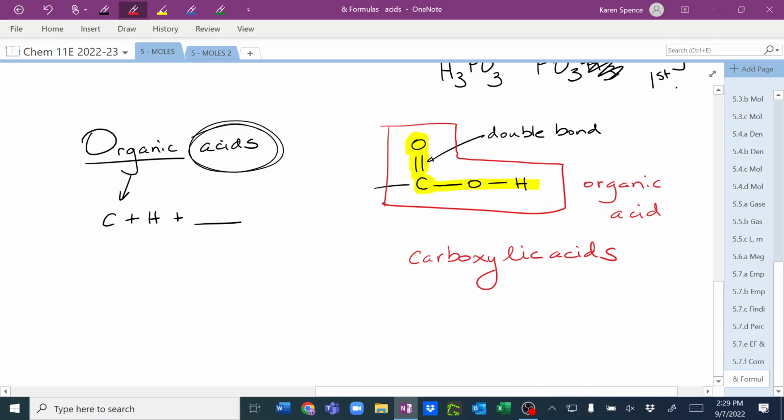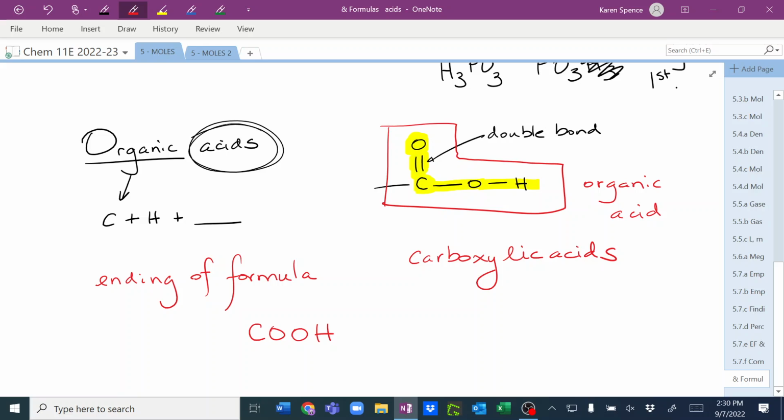But it explains why when we write an organic acid, we always have the ending of the formula as COOH, because it reflects the actual structure of the molecule. We have a C bonded to an O, bonded to another O, and bonded to an H. At this point, all you need to do is recognize that the COOH is an acid group.